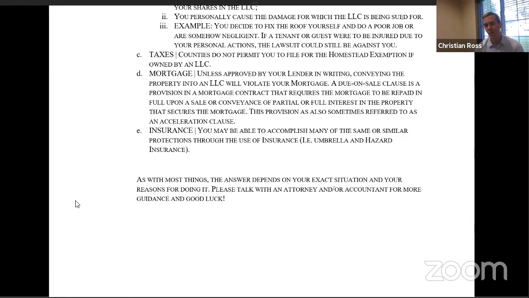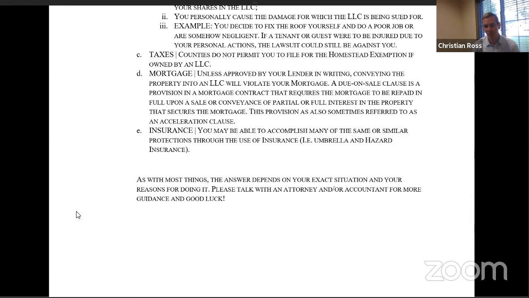And then you can get an umbrella policy, which increases your protection. I'm not an insurance expert, so definitely talk to your broker about that. As with most things, the answer depends on your exact situation, the reasons for doing it. So obviously, try to make an informed decision. Talk to an accountant, talk to an attorney before doing it.